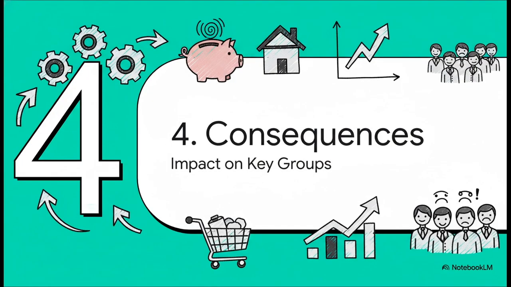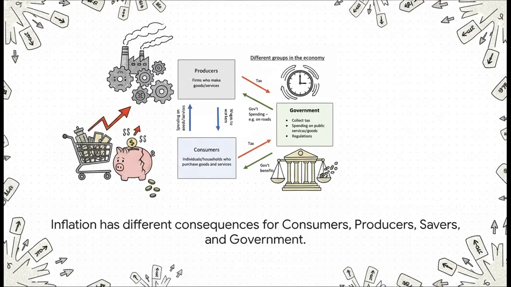So we know the causes, but so what? Why is price stability such a big deal? Let's break down the consequences of inflation by looking at who it affects and how. You see, when inflation is high and unpredictable, it hits everyone, but it doesn't hit everyone equally. Let's dig into the impact on 4 key groups: consumers, producers, savers, and the government.